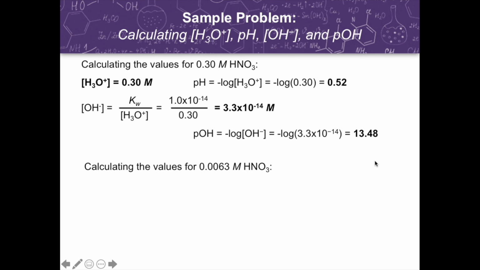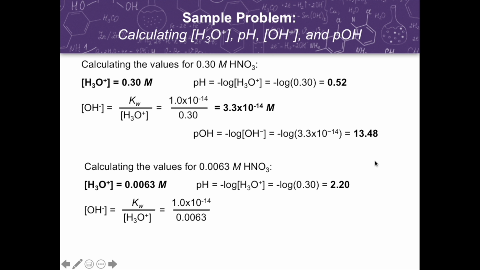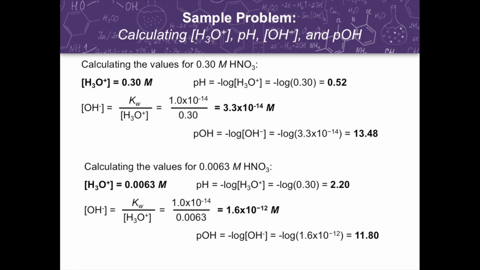13.48. Now, in calculating the values for 0.0063 molar nitric acid, the hydronium ion concentration is equivalent to 0.0063 molar. So, pH would be equivalent to 2.20, while the concentration of the hydroxide ion is equivalent to 1.6 times 10 raised to negative 12 molar, and the pOH is 11.80.